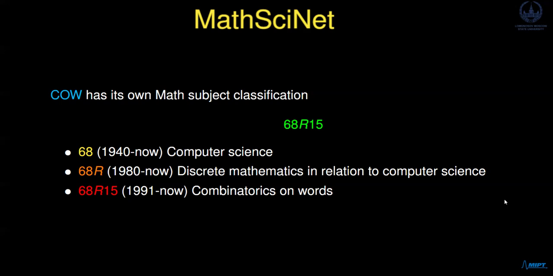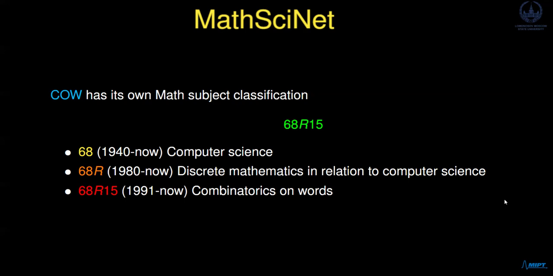showing the long-standing link between computer science and mathematical frameworks. Within that, 68R is more specific to discrete mathematics in relation to computer science, which was officially established in 1980. Discrete mathematics forms the theoretical foundation for many of the algorithms and structures we will be studying. Finally, the code 68R15 specifically refers to combinatorics on words, recognized as an independent area of study in 1991.